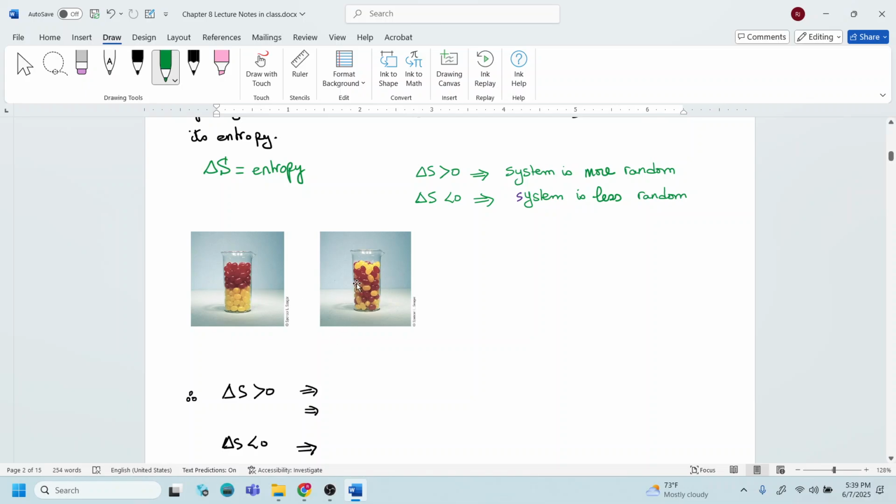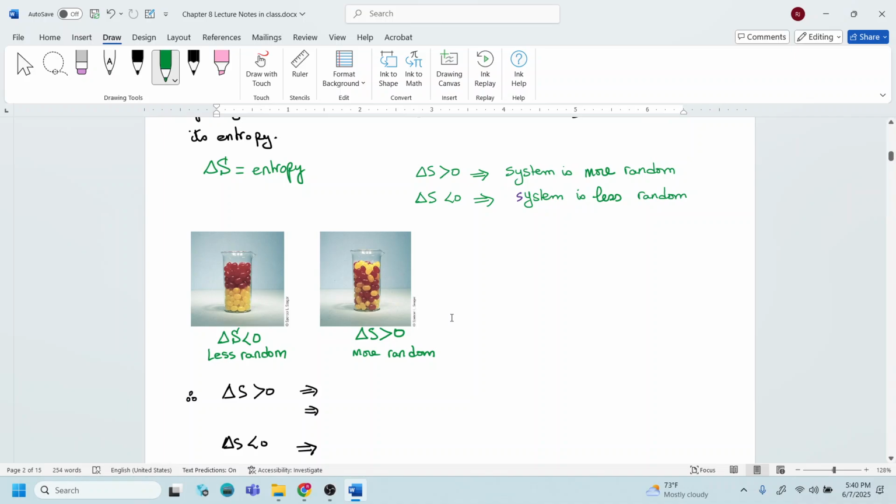Let's have an example over here. If we compare between those two pictures, you can see over here that the system is less random. So delta S in there is going to be negative, and this one is a less random system compared to this one. This one is more random because the colors are mixed together. More random means that delta S is positive. So when you are working with randomness in the system, the higher the randomness, the higher the entropy is. So delta S is going to be positive. So we say that this one is a more random system.